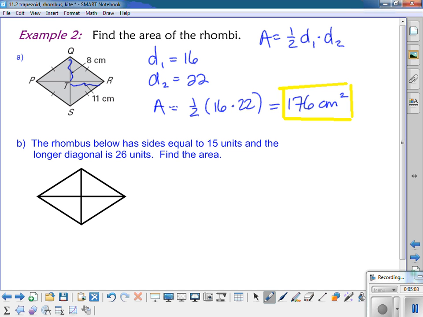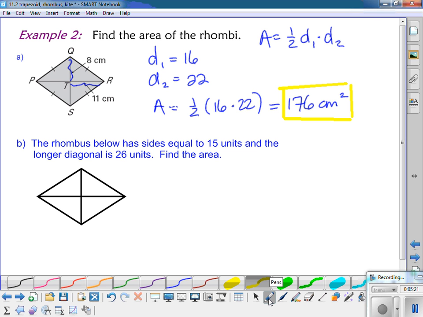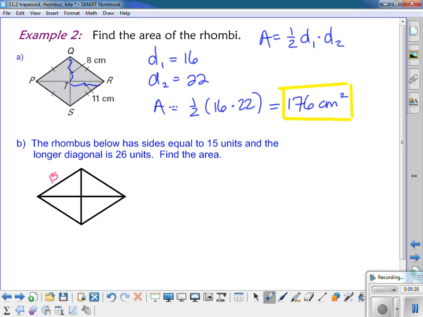Okay, looking at example 2b, it says the rhombus has sides equal to 15 units and the longer diagonal is 26 units. Find the area. So what we're going to have to do for this one is use the Pythagorean theorem to find the other diagonal. So let's go ahead and put in the information they gave us. The sides are 15 and the longer diagonal is 26 units. So that means that half of it is 13. And then I need to figure out how long the other one is.